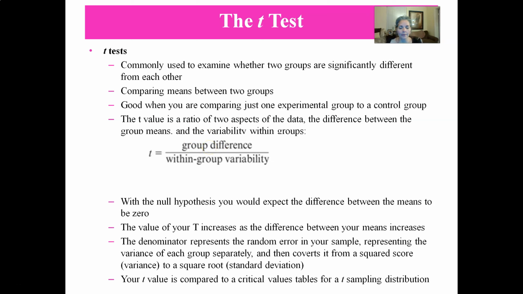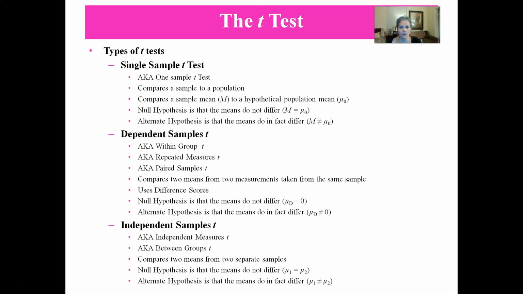So my t actually is going to get bigger when my group differences are bigger because my numerator is bigger. And my denominator represents random error. So when I control for that and I minimize that and I keep that small, this is a smaller denominator, so my t-value is going to be bigger. This is actually going to be, well, when looking at formulas, it's actually influenced by your standard deviation.